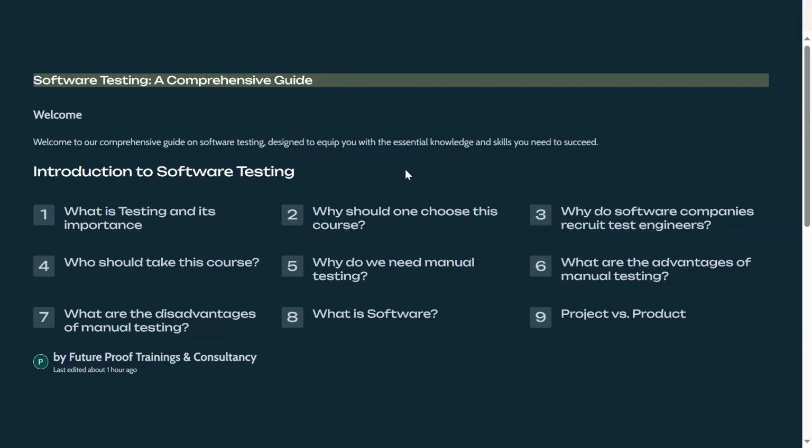So before we begin the course, I would like to hear your thoughts on these questions. Your inputs or responses will really help me to meet your needs. So let's start. What is testing and its importance? Can anybody tell? Just say what is testing. That's all.